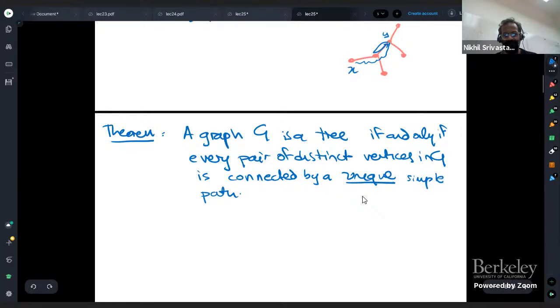So simple path means this is not allowed. Oh, sorry, Y is still there. So this is if and only if, right? So this has two directions. And so let's prove the forward direction. For the forward direction, it's going to be easier to prove the contrapositive. So I'm going to prove that if there's a pair of vertices that does not have a unique simple path, then the graph's not a tree. Okay.